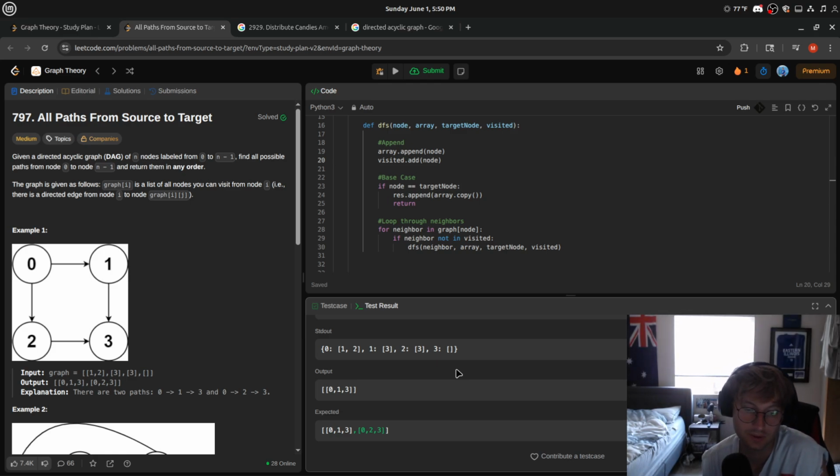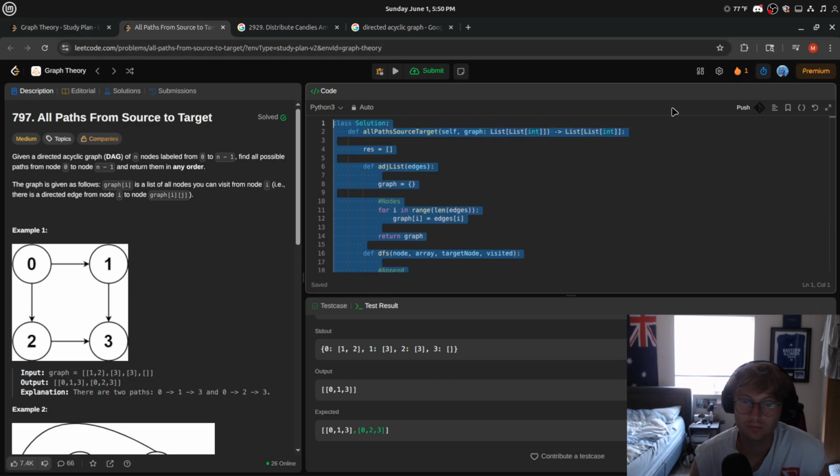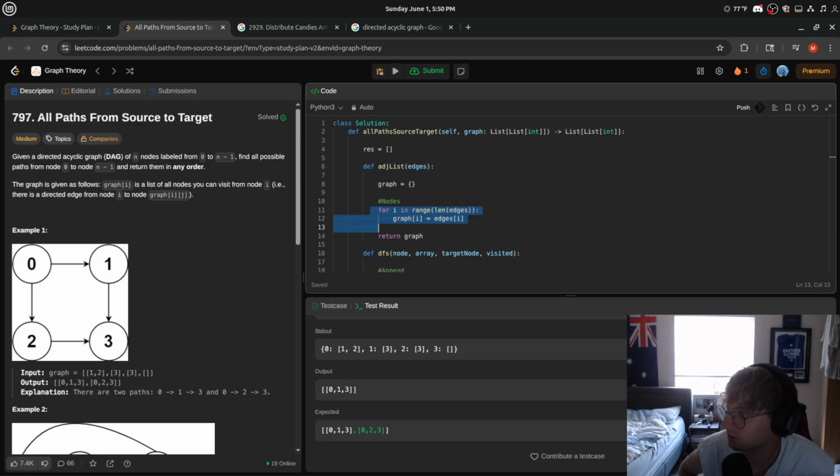Zero, one, three. Don't get the other one. I think we don't get to 3. I think the visited array is messing it up. It's not getting to the last node. Yeah, you need to remove visited nodes. That's what I was thinking.